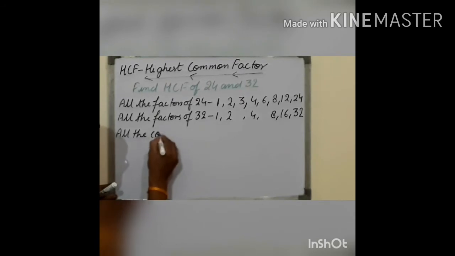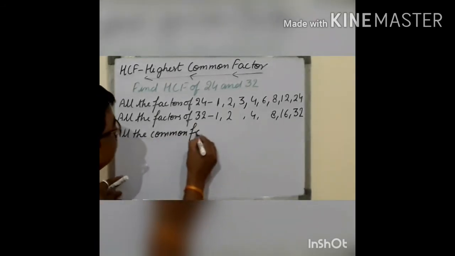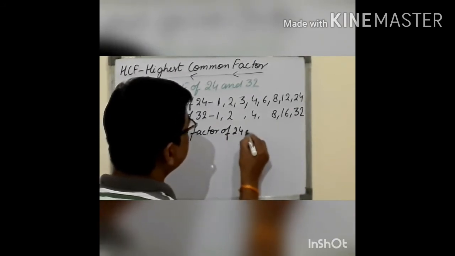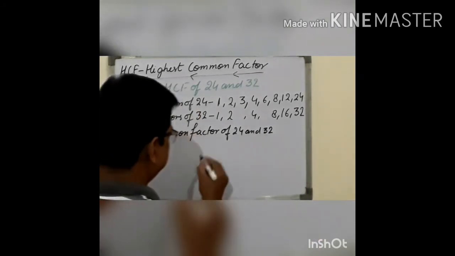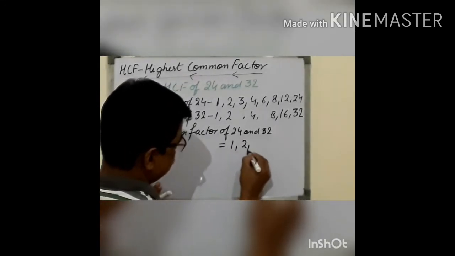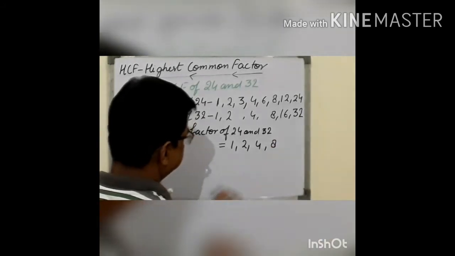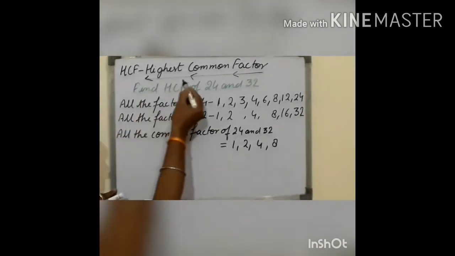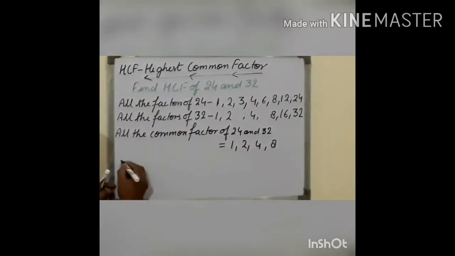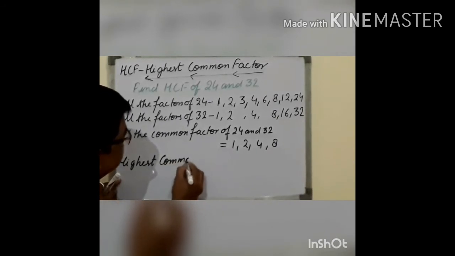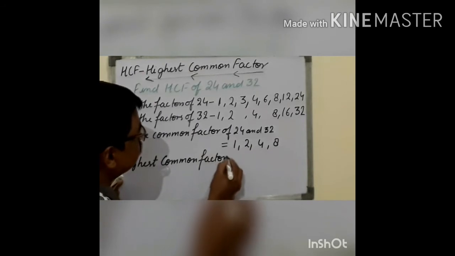All the common factors of 24 and 32 are 1, 2, 4 and 8, and after that we will pick the highest common factor in this. The highest common factor is 8.